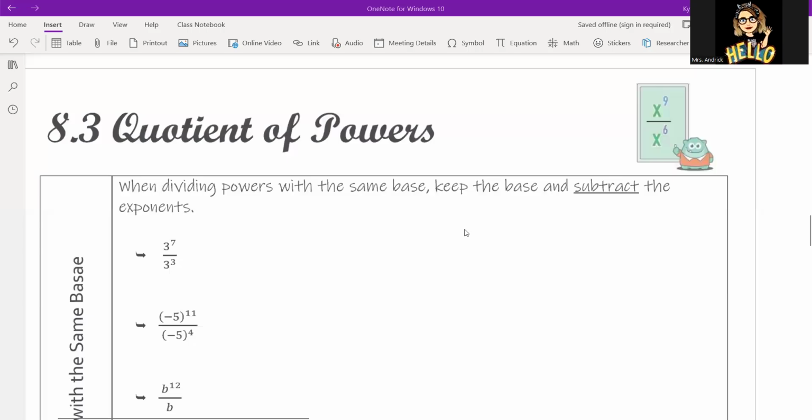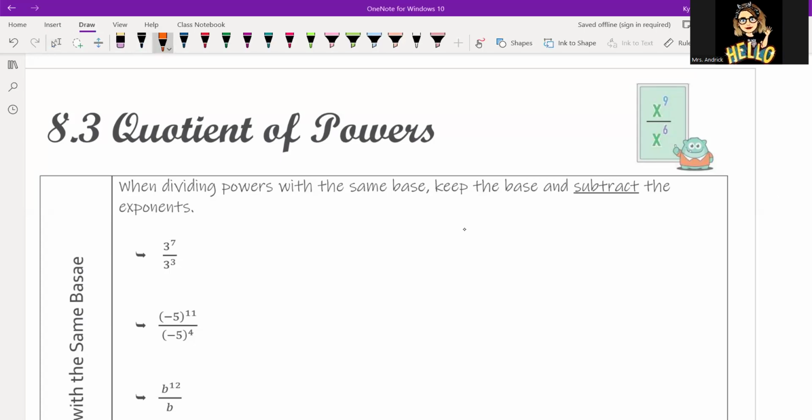Okay, so we are going to work on our 8.3 notes, which is quotient of powers. So keep in mind the word quotient means to divide. So we're going to be dividing exponents essentially, and when we do that, we're going to subtract. So we're going to write our rule when it's a^x divided by a^y. All we do is keep the base and subtract.